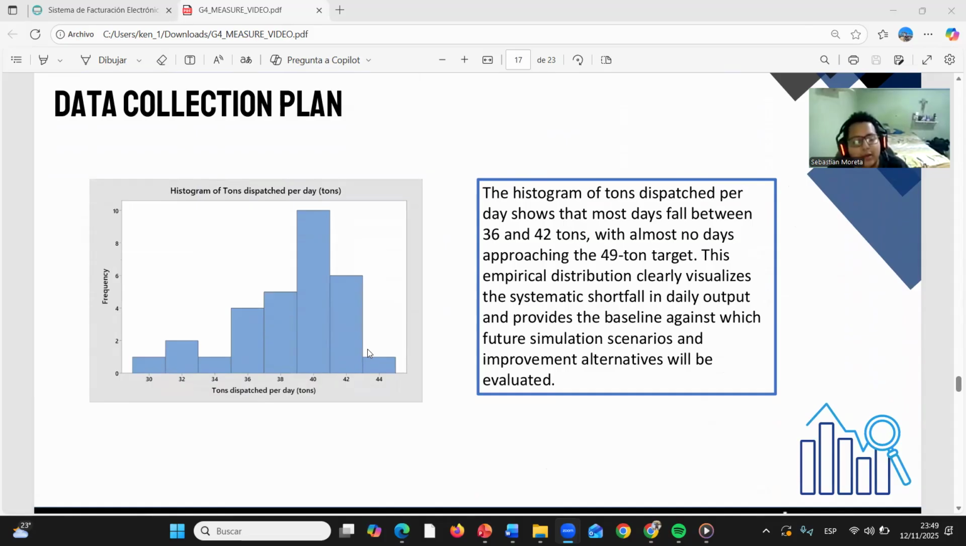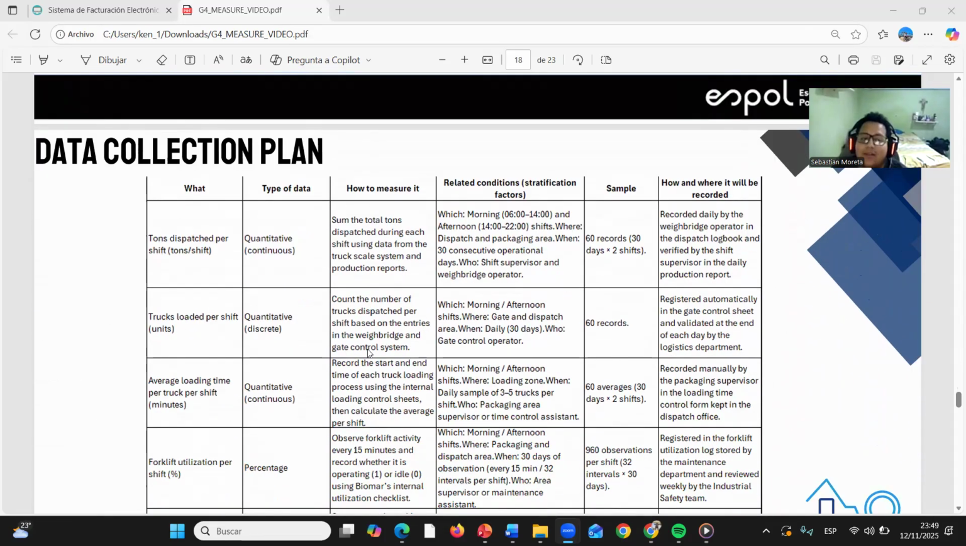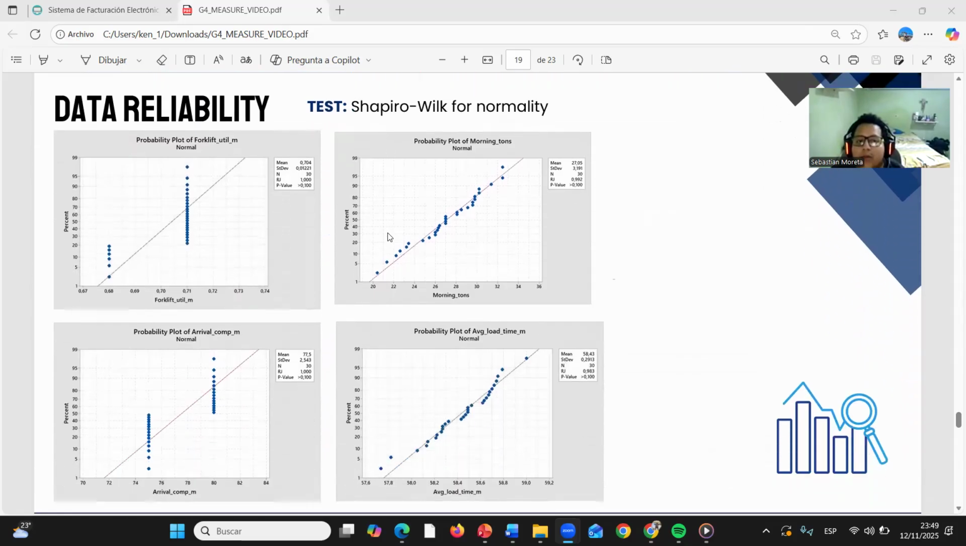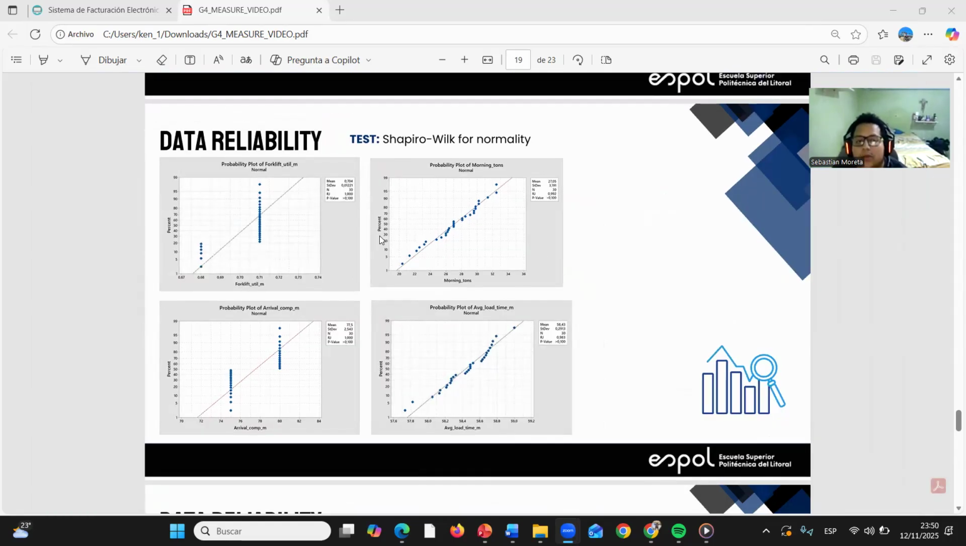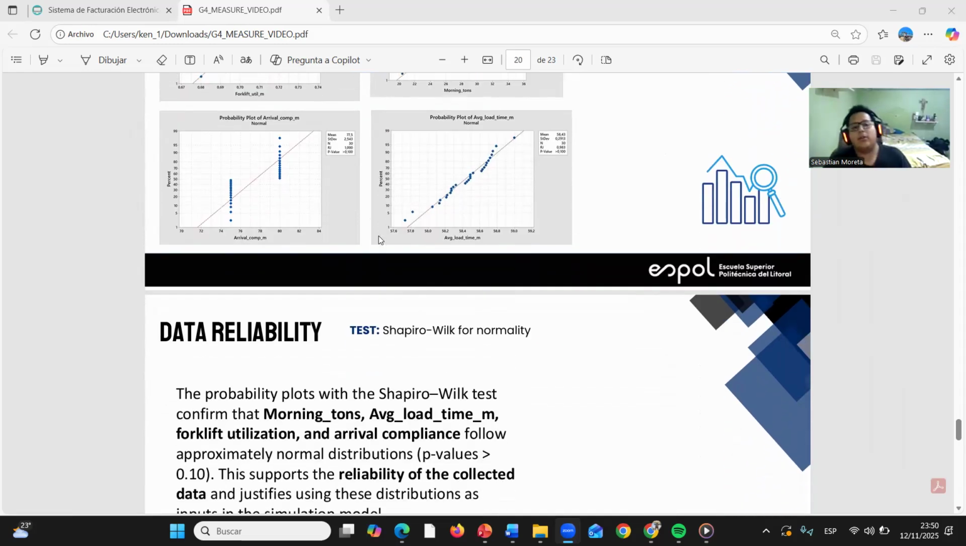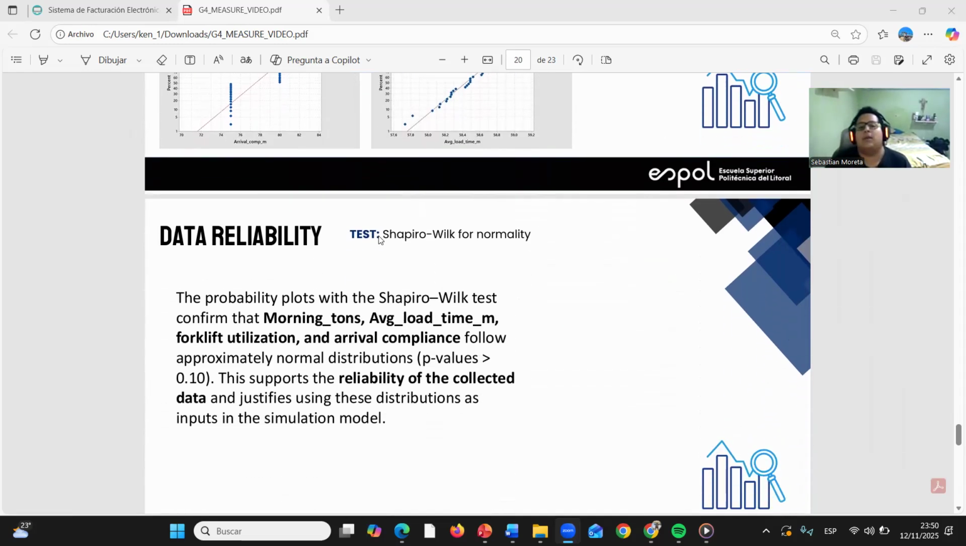For the data collection plan, these data were taken during 30 consecutive operational days in the packaging and dispatch area, recorded by operators and verified by supervisors. This structured plan gives us consistent and traceable information, which becomes a reliable baseline for the simulation model. We define the what, where, when, and who for each variable. Besides, we have a histogram of tons dispatched per day, which shows in general that most days fall in a band below the 49-ton target, so the shortfall is systematic, not just a few bad days.